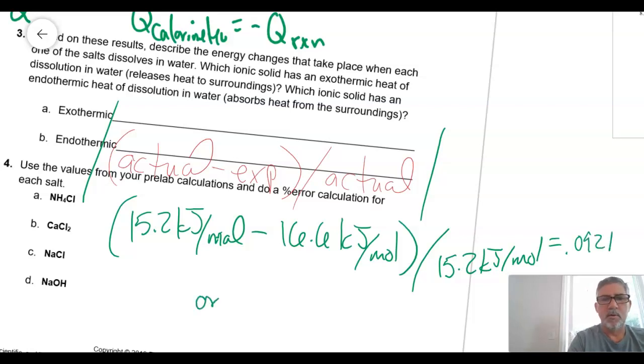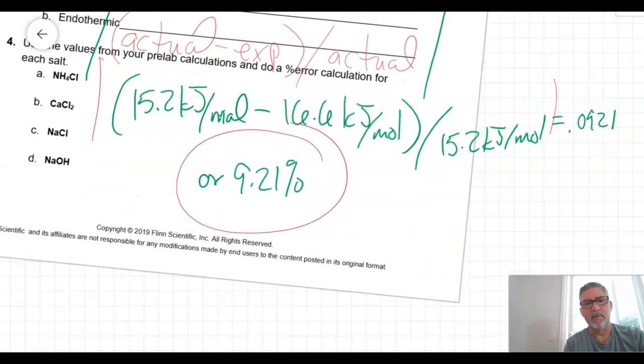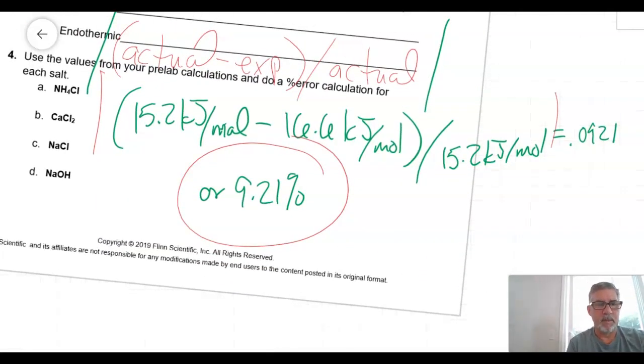0.0921, or 9.21%. When you do this, you might get a negative number, but remember that this was an absolute value. If it comes out negative, I have to make it positive because it's just the absolute difference. So that's the answer for that. I hope that helps you, and good luck.